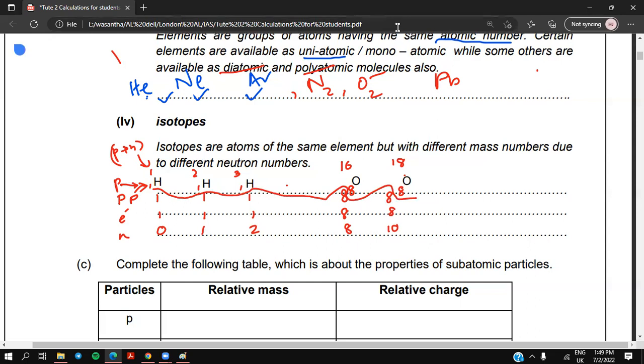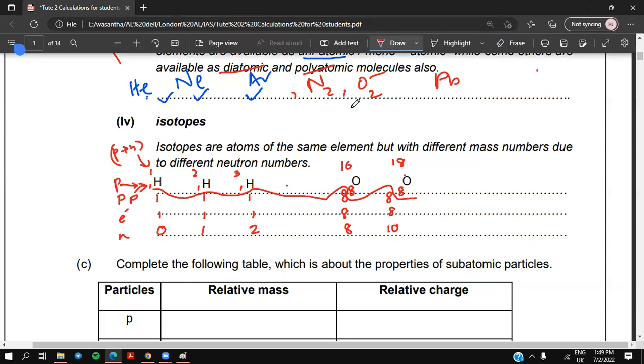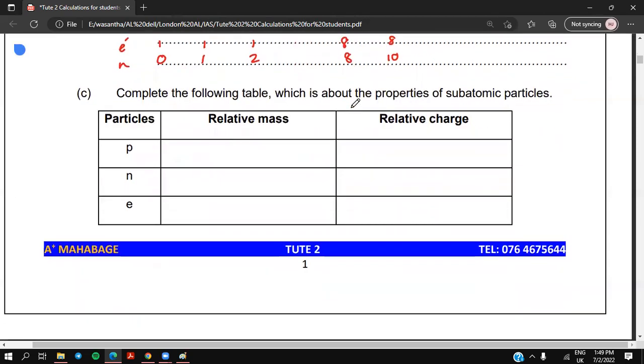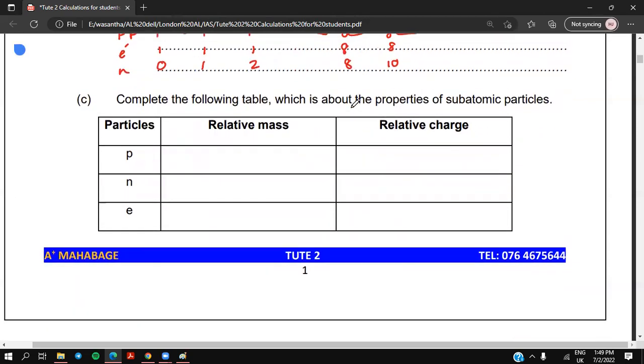Okay. Shall we complete this table number 3? Please do it yourself.